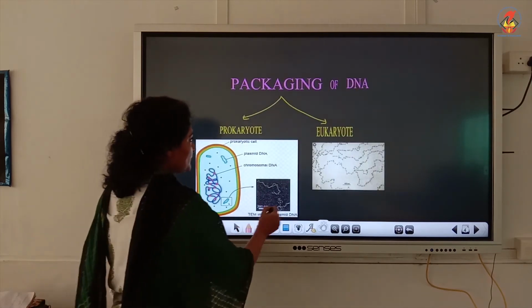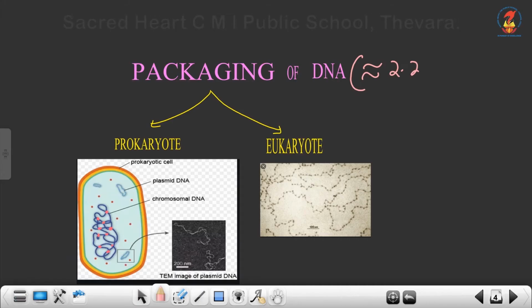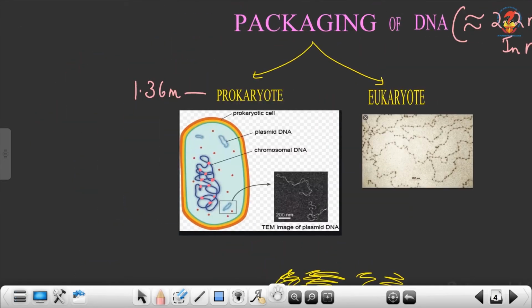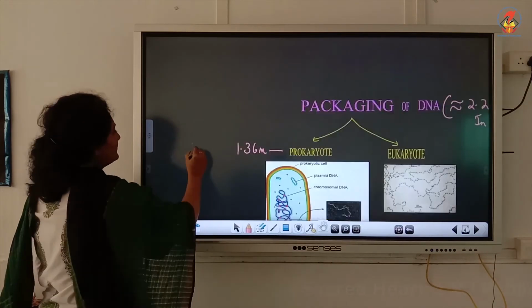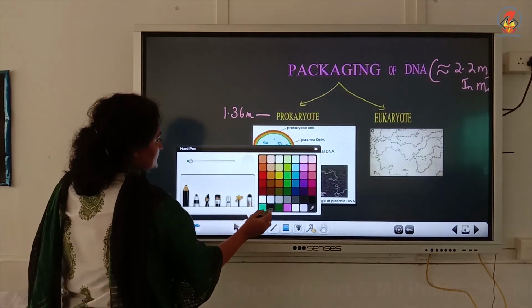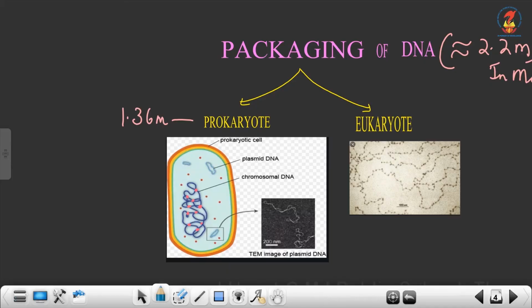Packaging of the DNA, as I told you, it is nearly 2.2 meters long in man. In prokaryotes like E. coli, it is 1.36 meters. Okay. Now, we are going to see how this lengthy DNA is accommodated inside the cell. Now, we know in prokaryotes there is no nucleus. Instead, there is a region called nucleoid. So, then how is this lengthy DNA accommodated? Here you can see the picture of the prokaryotic cell with the chromosome.